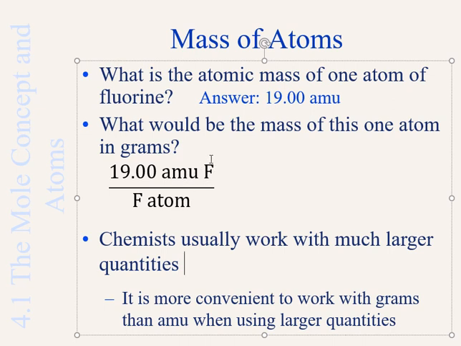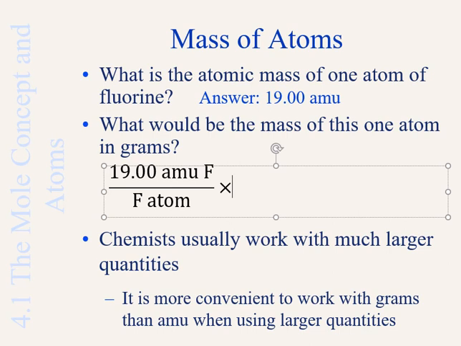Please, when you do these calculations on a piece of paper, write down the identity of the atom. Don't just write down 19.00 AMU over one atom, because this pertains only to fluorine. Some other atom may have a different mass, and later on in your calculations you may have to keep track of which atom you are talking about. Okay, so that's the mass of one atom of fluorine.